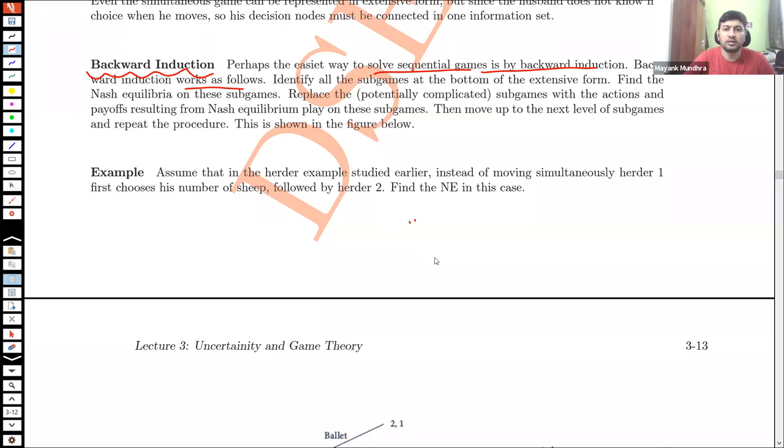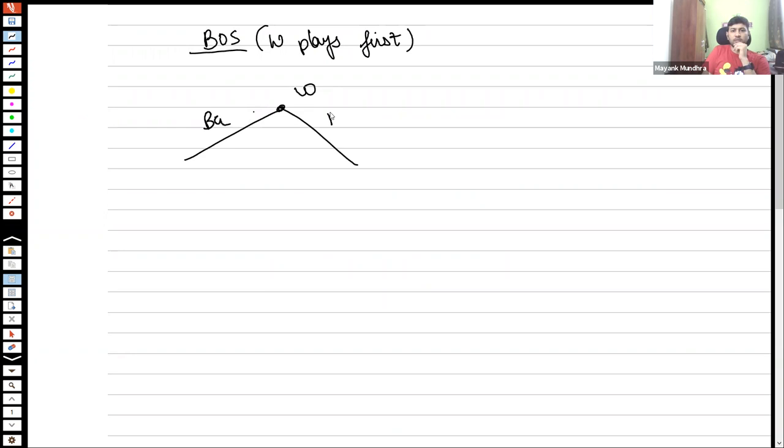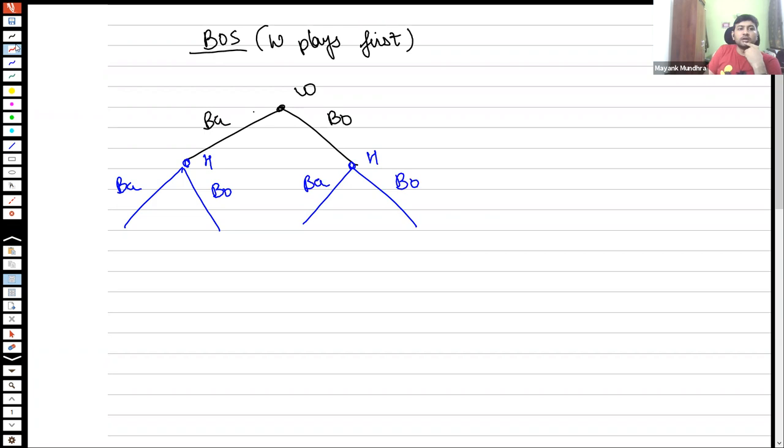So let's start with the Battle of the Sexes game, in which the wife plays first. The wife chooses ballet or boxing, after which the husband chooses ballet or boxing. The payoffs are going to be, if both of them go to ballet, 2, 1; 0, 0; 0, 0. And if both of them go to boxing, it's going to be 1, 2.